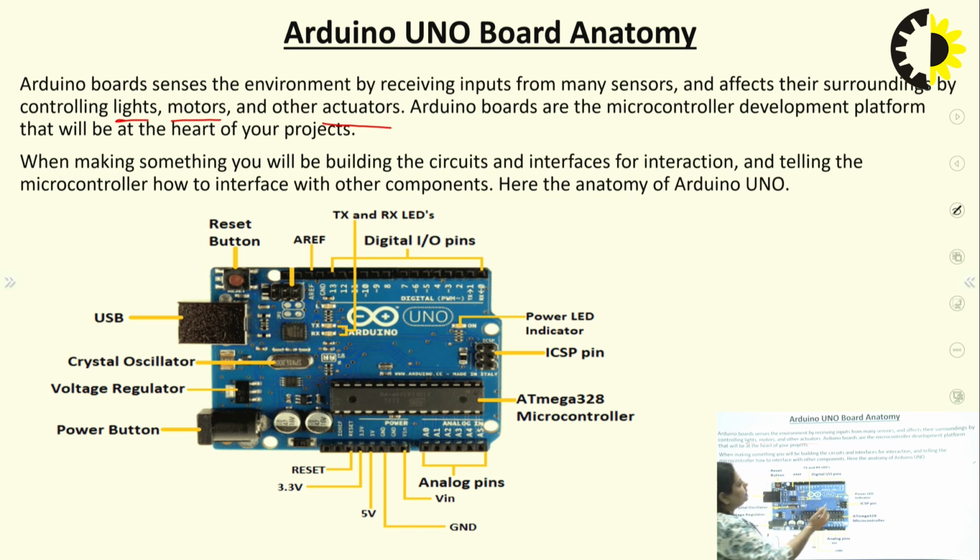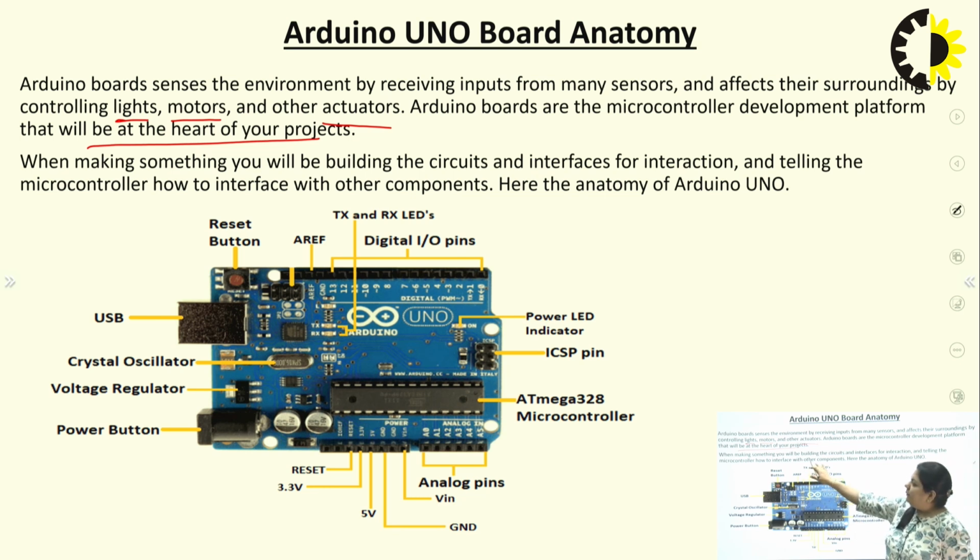Arduino boards are microcontroller development boards that will be the heart of your projects. That means all the working of the sensors and actuators is controlled through this Arduino Uno board. This is the overall interface of the Arduino Uno board, and you can see there are different pins and different hardware devices enabled on it.